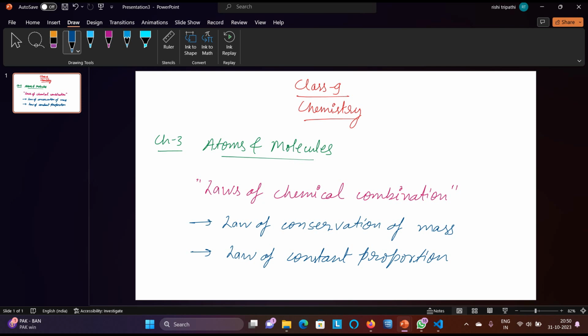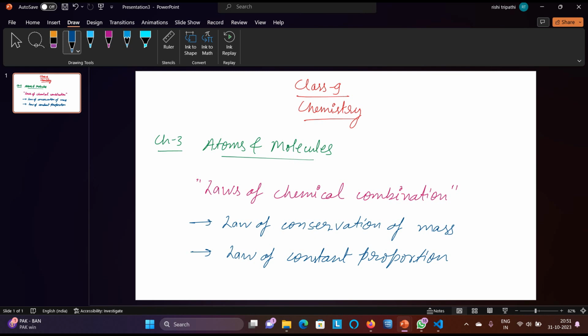The first one, the law of conservation of mass, says that mass can neither be created nor be destroyed in a chemical reaction. There was an activity in which you saw that the mass before the reaction was equal to the mass after the reaction. Meaning that in a chemical reaction, mass is conserved, which means the mass on the reactant side must be equal to the mass on the product side.